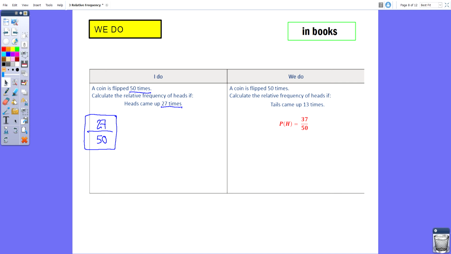Okay, so your real answer should not be 37 over 50, that's a different kind of probability from a different question. But our probability should be 13 over 50 because that is our number of successes over our total number of trials. And there's no need to turn this into a decimal. 13 over 50 is a perfectly acceptable answer.